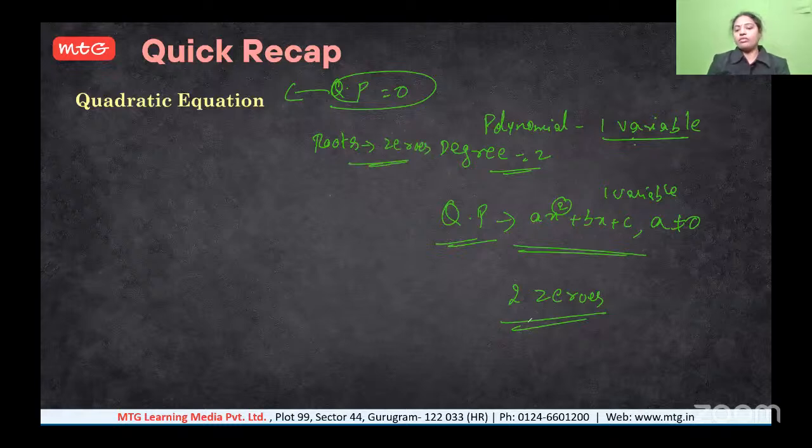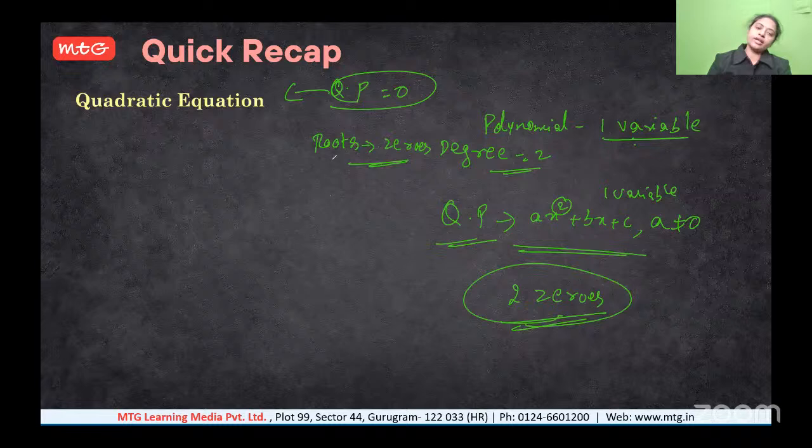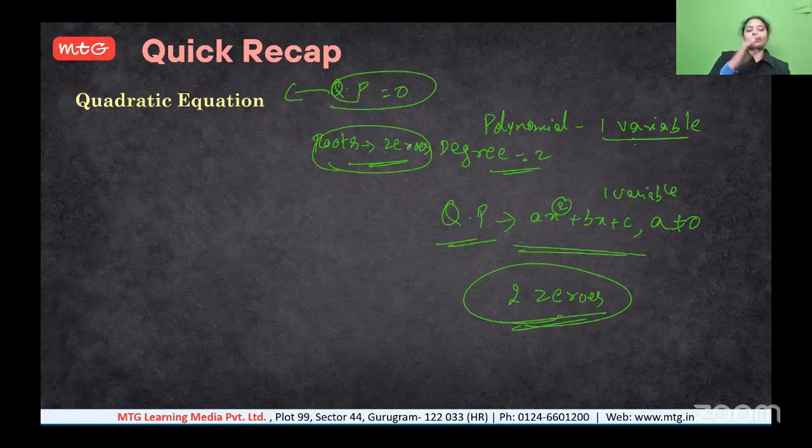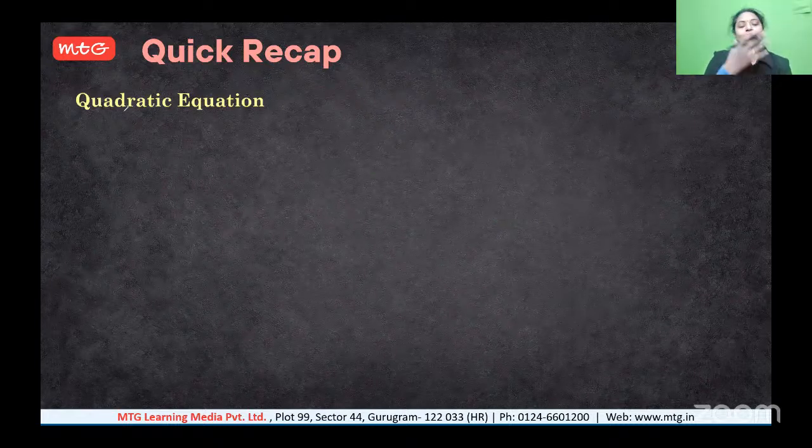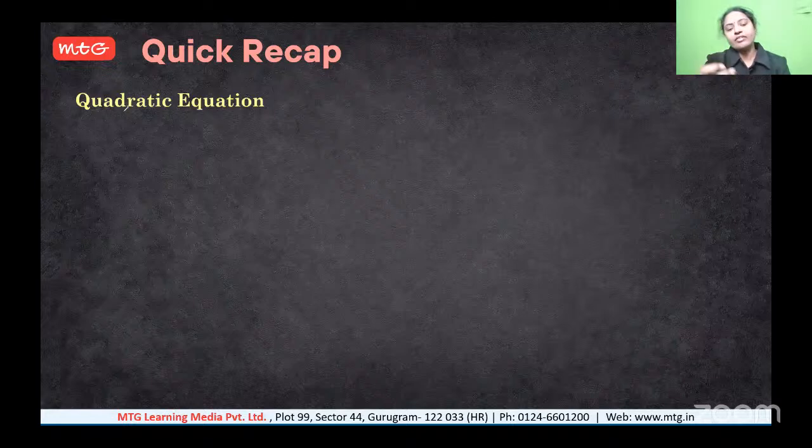So you know how to find the zeros? The same logic will apply for the roots also. But there we use the concept of sum of roots and product of roots. Now, this is the basic understanding of what a quadratic equation is. Simple definition: a quadratic polynomial equated to 0 is a quadratic equation.